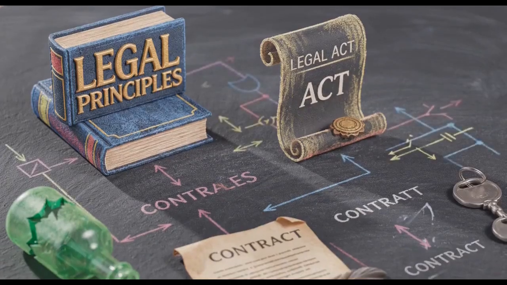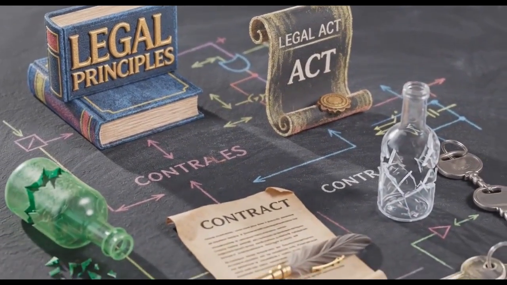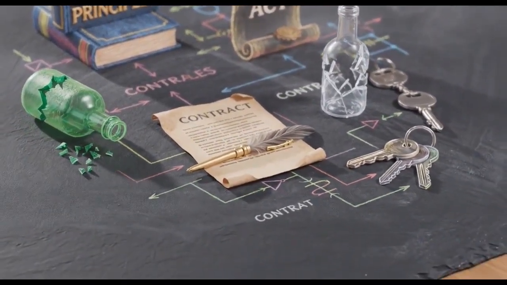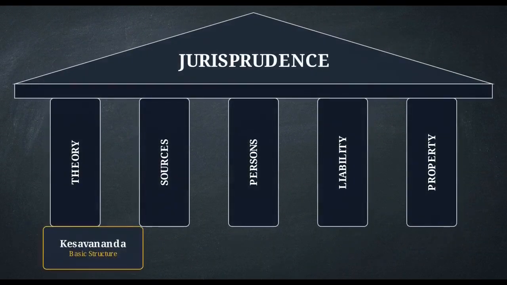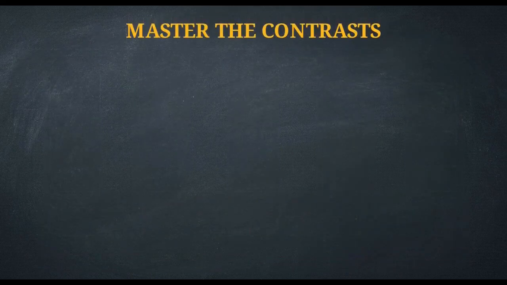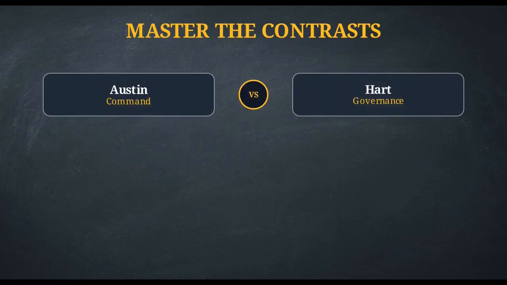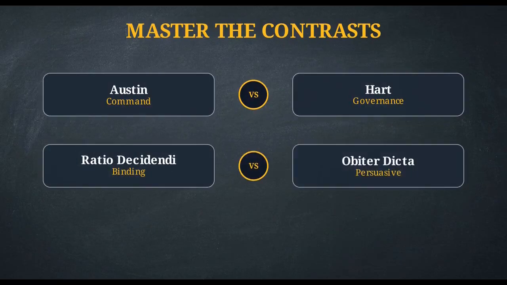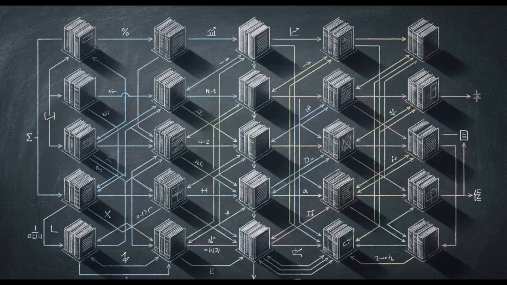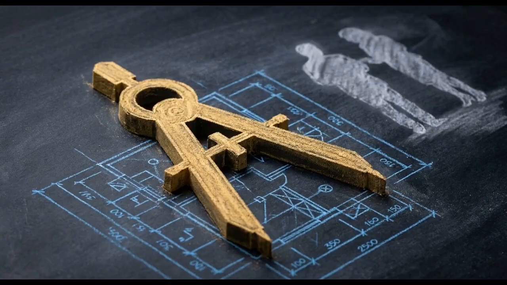The logic of the system is now visible. Theory generates the sources, which govern the actors, who trigger liabilities, to control physical property. The framework is held together by its load-bearing precedents: Kesavananda, Salomon, Donoghue, and Rylands. To dominate a jurisprudence exam, you must master the contrasts. Compare Austin's command to Hart's rules. Differentiate ratio from obiter. Separate ownership from possession. Statutes and judicial decisions align within this five-pillar structure. By navigating this blueprint, you can predict the legal outcome of almost any dispute between rights and duties.